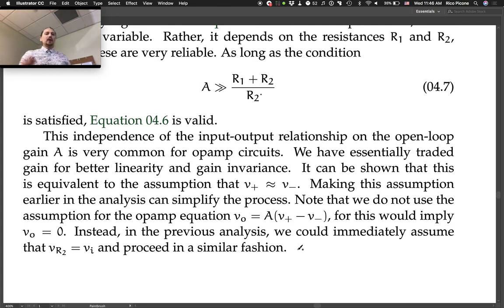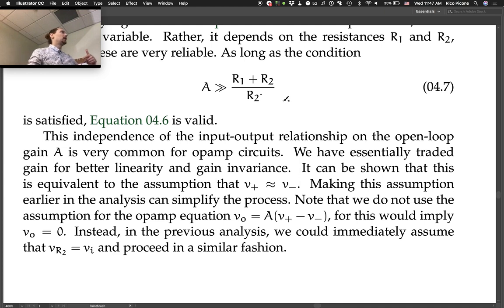So by using feedback, we have essentially traded gain, because the gain has to be much less than A. In some ways you're kind of like, oh, that sucks. We lost so much gain. We had 100,000. Now our gain's only R1 plus R2 over R2. That's too bad. But what we've done is traded some of the gain, and what we've gotten is better linearity and gain invariance.